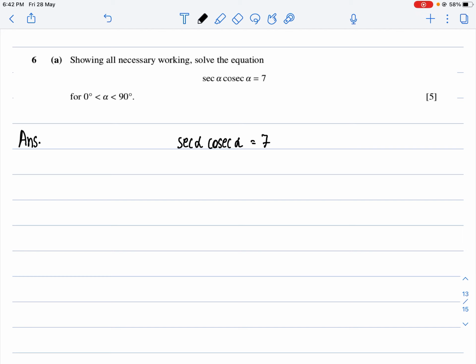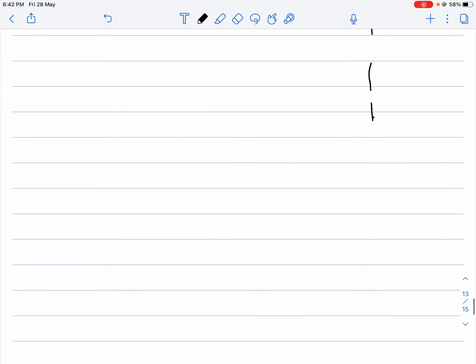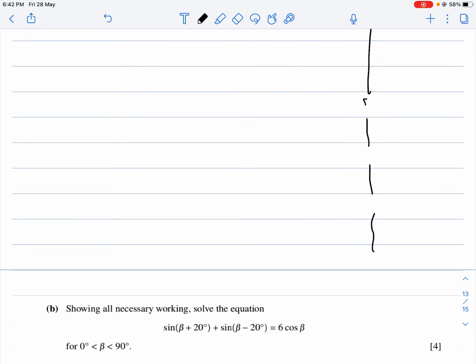This is the sixth question of the paper. So I need to solve this equation which is sec alpha cosec alpha equals 7. I'll make a column here for all the trigo identities because this question will involve a lot of trigo identities.